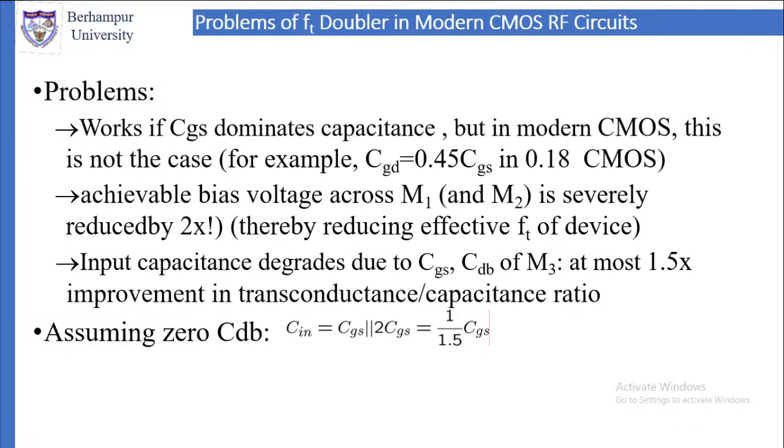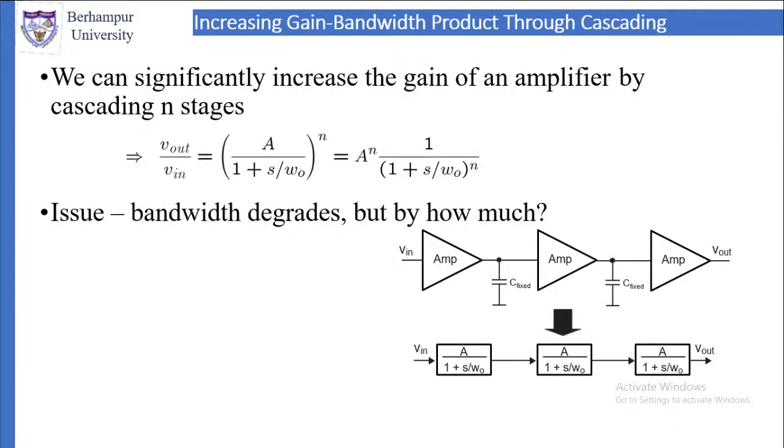So even if we assume that CDB is 0, then also the input capacitance Cin is equal to CGS in parallel with 2 CGS, which is equal to 1 by 1.5 times CGS. It is not 1 by 2 times CGS, so you will not have 2 times the FT. So these are some of the problems.